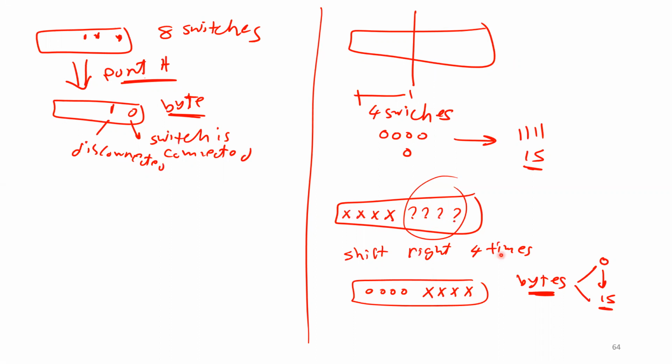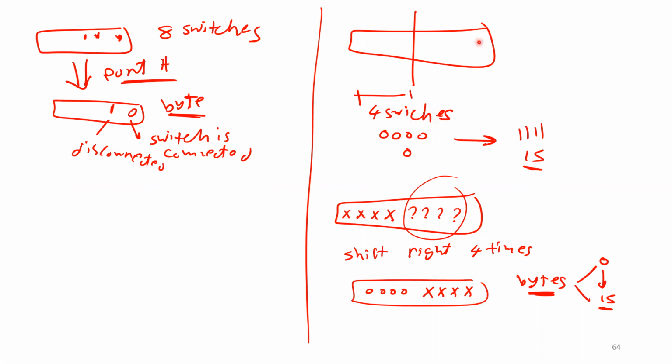You can shift right 4 times so that these four bits are going to come here. And now I have a byte. This byte should have a value from 0 to 15. I can take this byte, compare it, multiply it. You can do whatever you want to do. So what I did again, guys, I got 4 bits and I put them in a byte. So it's like I did some kind of bit manipulation.